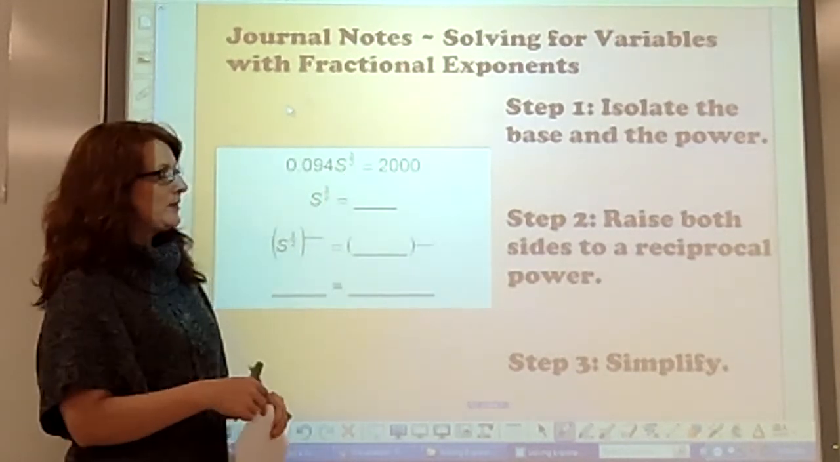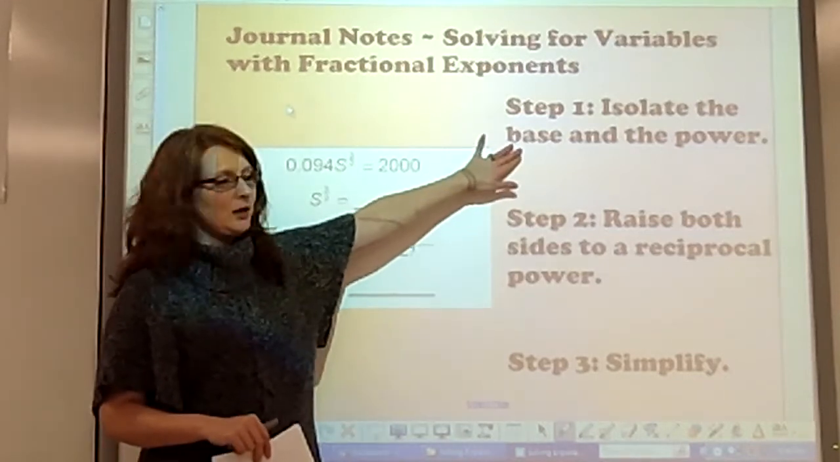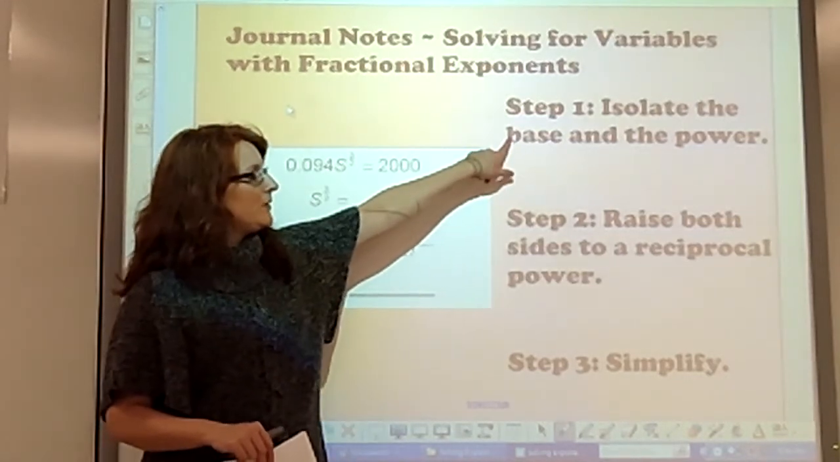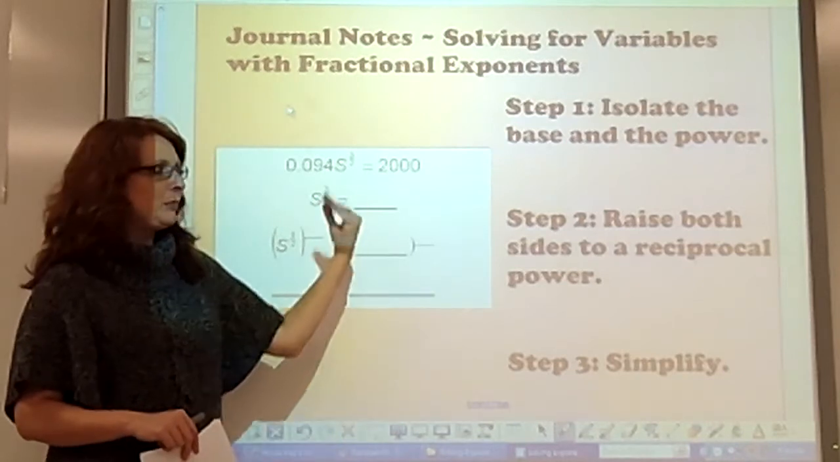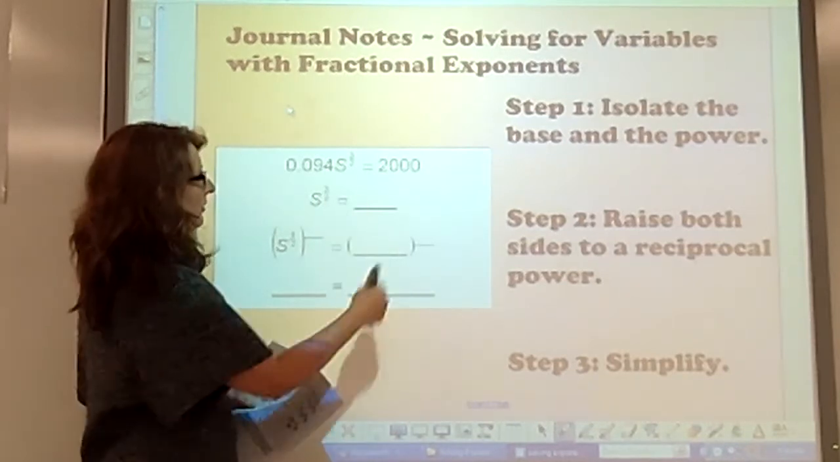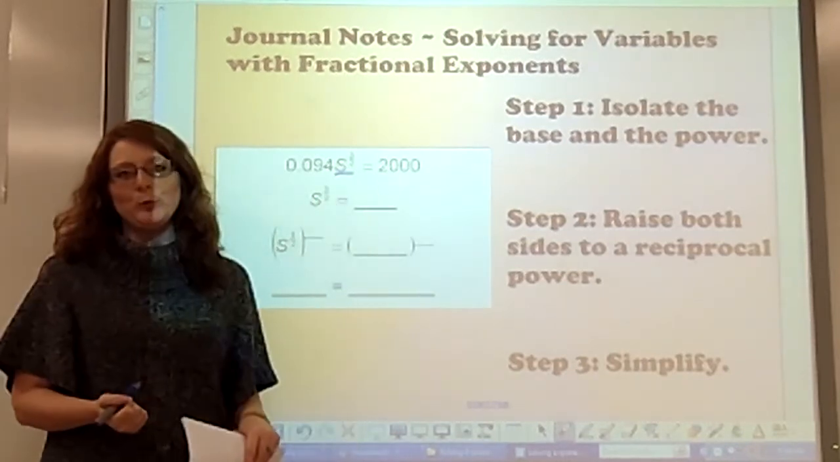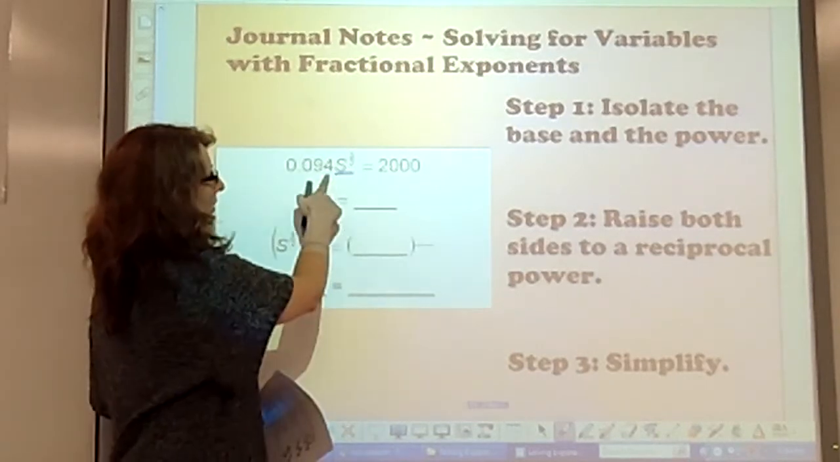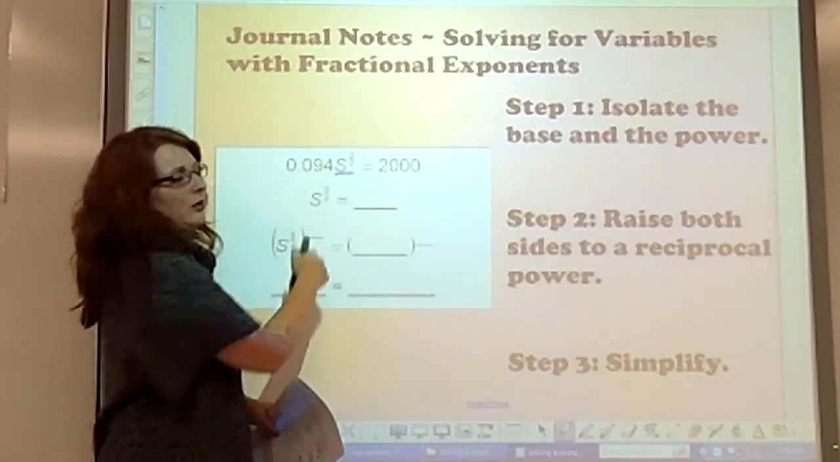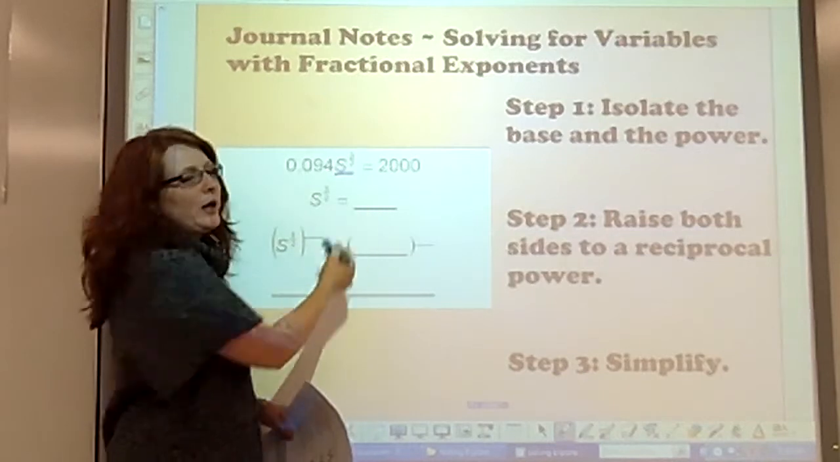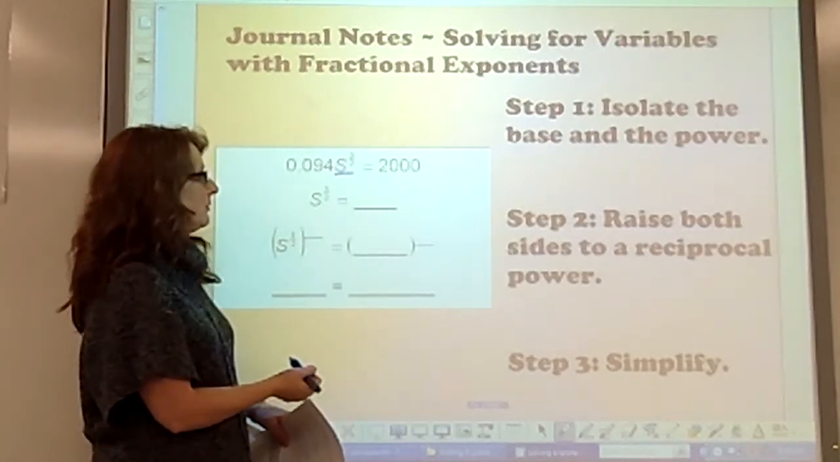Applies to what we're doing. So I want to go through the steps, and this is in your notes as well. Step 1, we want to get the base and the power alone. In other words, I want to get my variable by itself. So here I have 0.094 s raised to the 3/2 power equals 2,000.